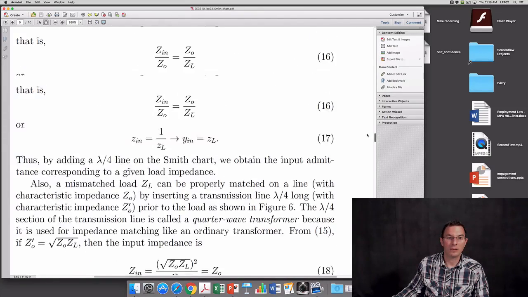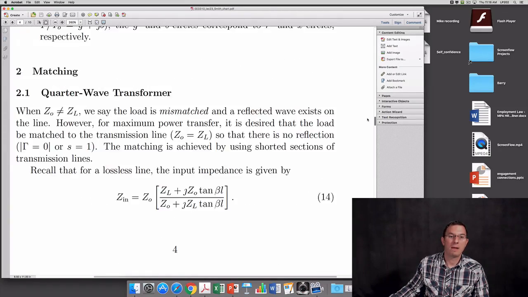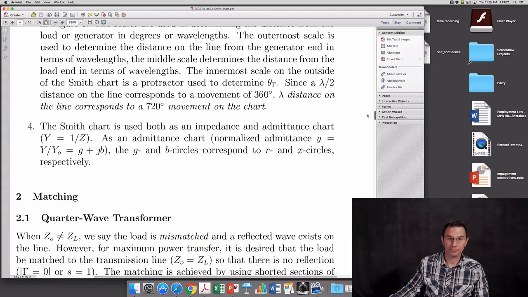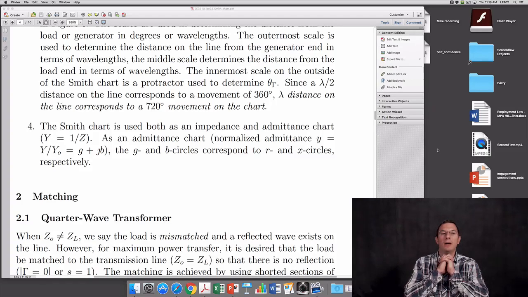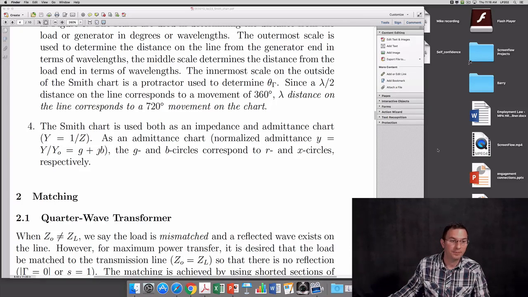Back up to the notes. Now, since a lambda over 2 distance on the line corresponds to a movement of 360 degrees, lambda distance on the line corresponds to a 720 degree movement on the chart. So if you want to figure out where you will be a distance of lambda along the line, you have to move around the chart twice, essentially.